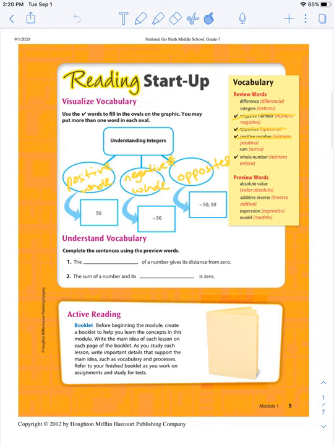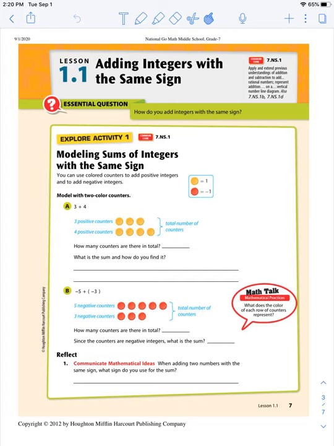All right, next section, complete the sentences using the preview words. So the absolute value goes here. The absolute value of a number gives its distance from 0. And the next one says the sum of a number and its blank is 0. The word that goes there is opposite. The sum of a number and its opposite is 0. In today's lesson, we are going to focus on adding integers with the same sign.